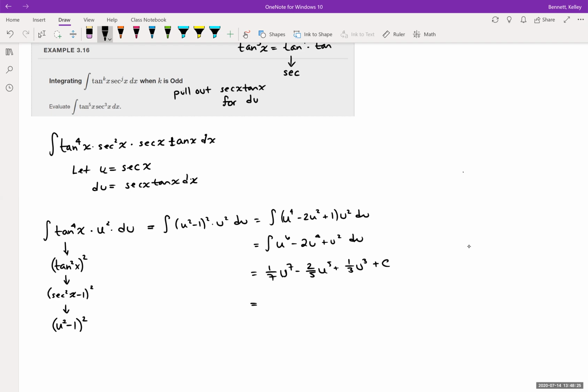And then back step. So u was secant. So I get 1/7 secant to the 7th power minus 2/5 secant to the 5th power plus 1/3 secant cubed.